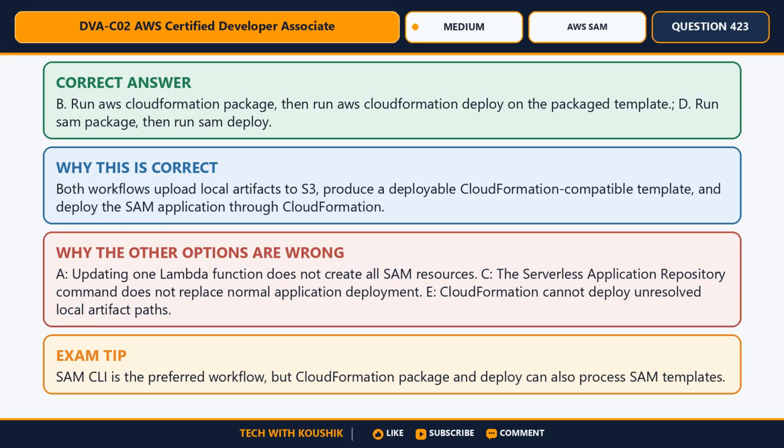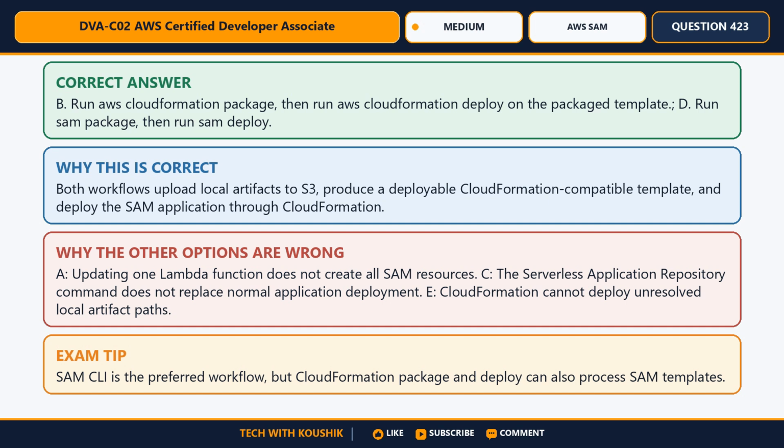The correct answer is B. Run AWS CloudFormation package, then run AWS CloudFormation deploy on the packaged template. D. Run SAM package, then run SAM deploy. Here is why. Both workflows upload local artifacts to S3, produce a deployable CloudFormation compatible template, and deploy the SAM application through CloudFormation. Why are the other options not correct?